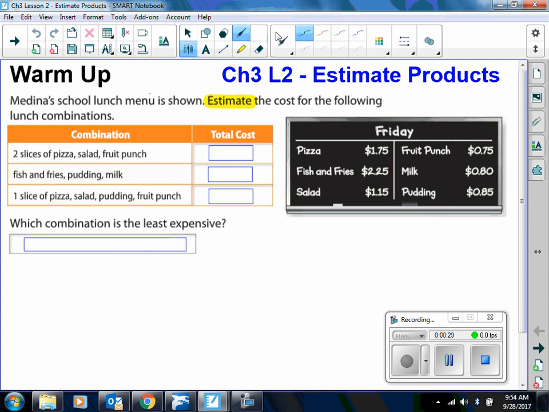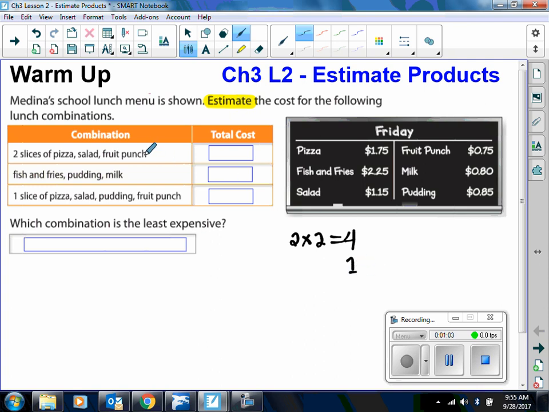So how much is pizza? $1.75. So when we're estimating, we're just going to round it. We're going to round to about $2, right? And there's 2 pizzas, right? So that's going to be times 2. So that's going to be about $4 for pizza, right? And then for salad, where's salad? $1.15. So that's about $1, right? So $1.